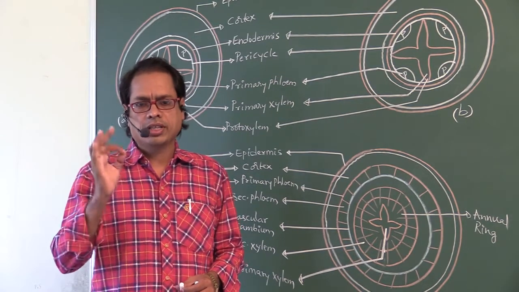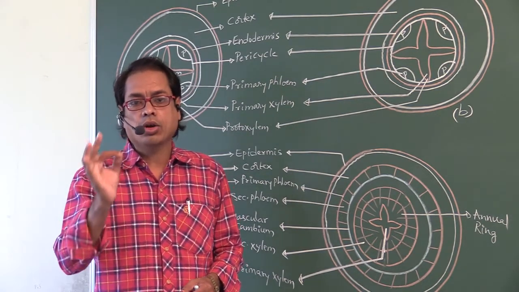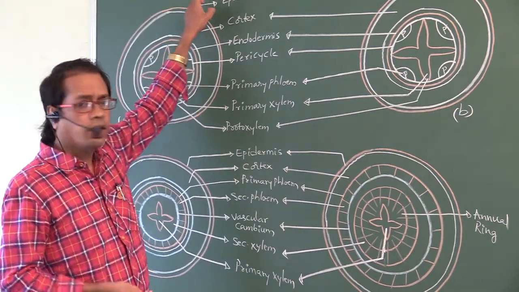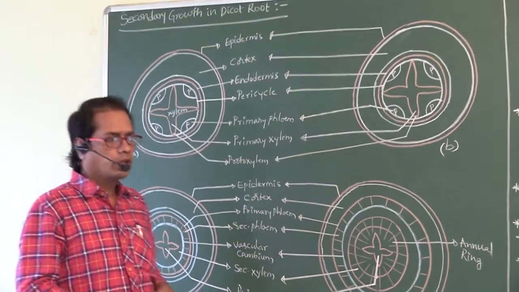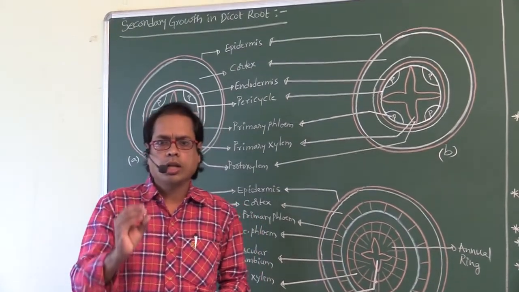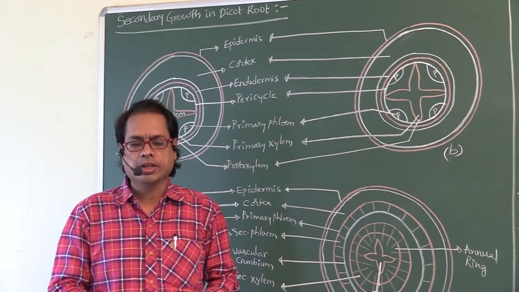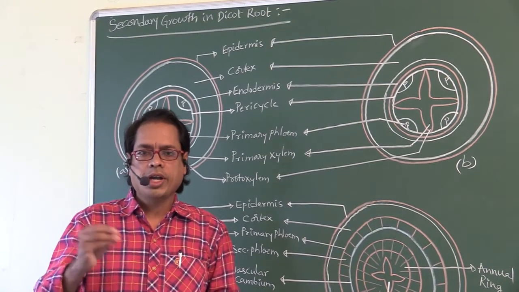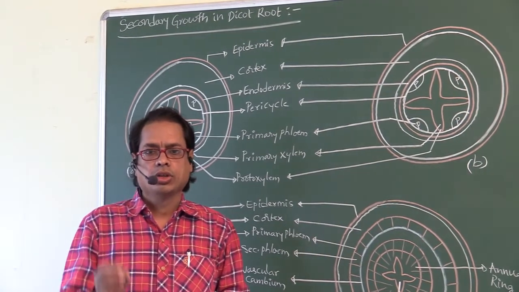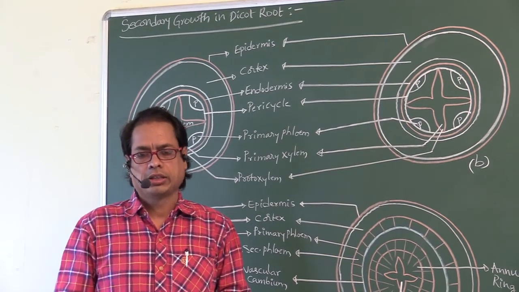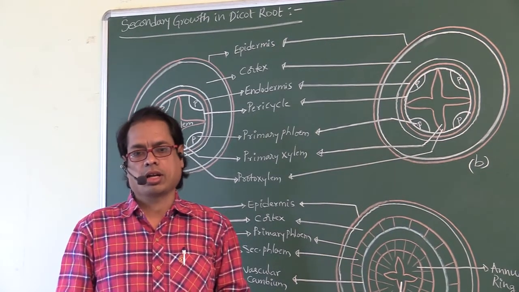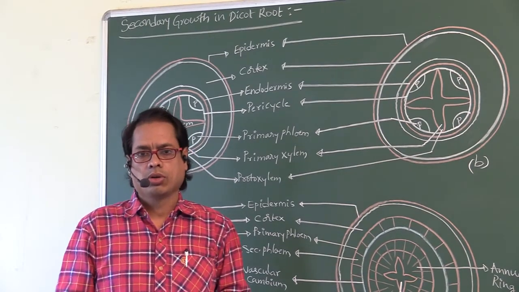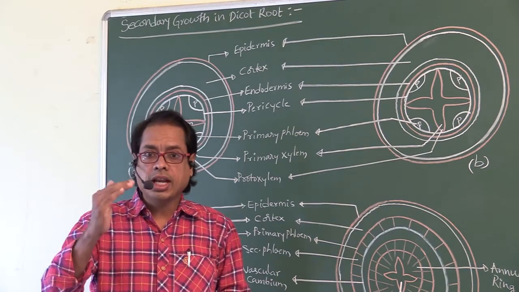Today we will discuss secondary growth in dicot root. In dicot root, what type of vascular bundles are present? Radial vascular bundles are present. How many xylem bundles are present? Usually 2 to 4, that is diarch to tetrarch. What type of xylem? Exarch xylem. Growth of xylem is centripetal.